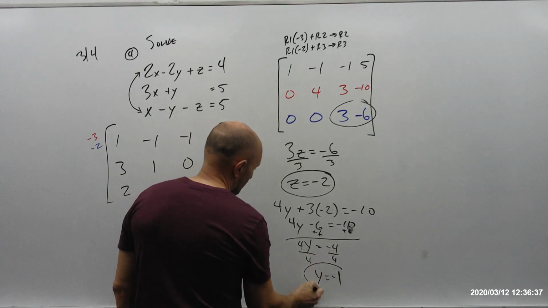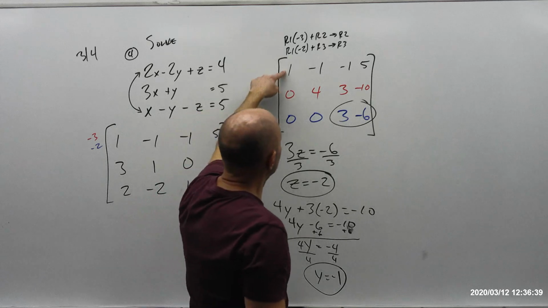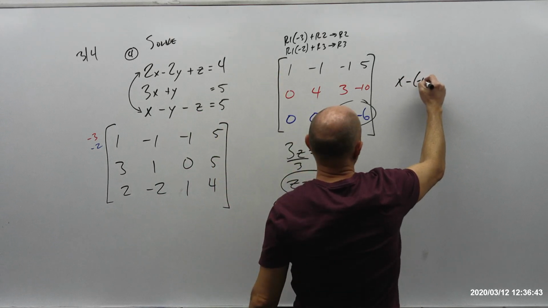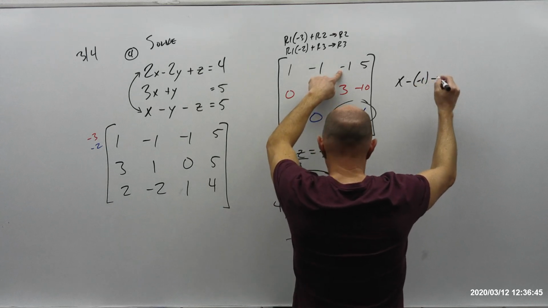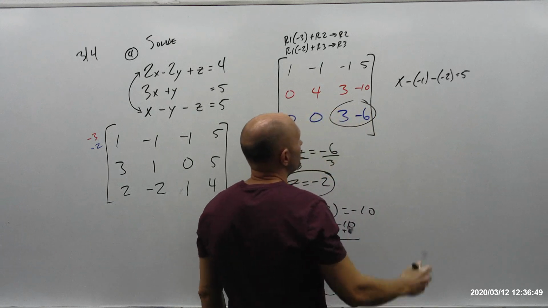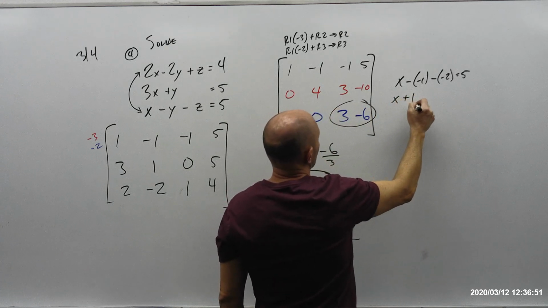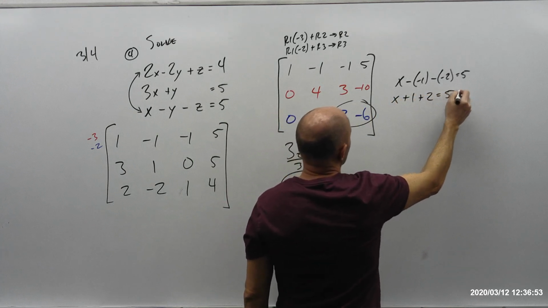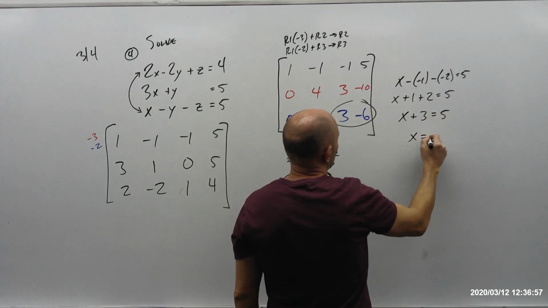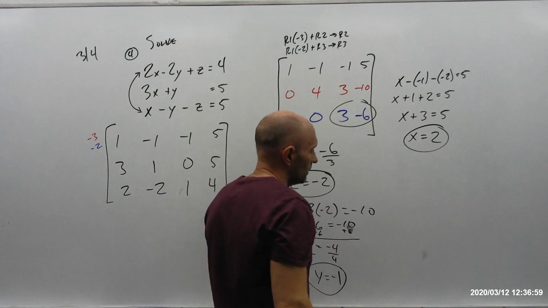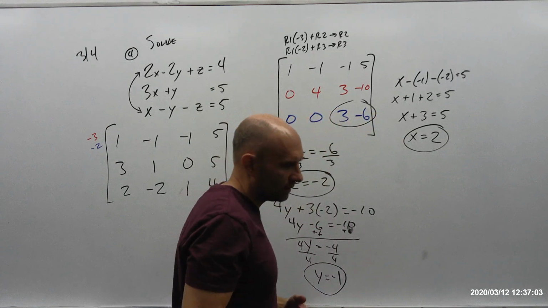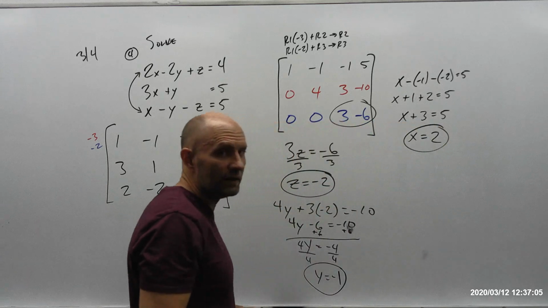And last but not least, the top equation. So x minus y, which is negative 1, minus z, which is negative 2, is 5. This is x plus 1 plus 2 is 5. x plus 3 is 5. Subtract 3. x is equal to 2. So your answer would be x is 2, y is negative 1, z is negative 2.